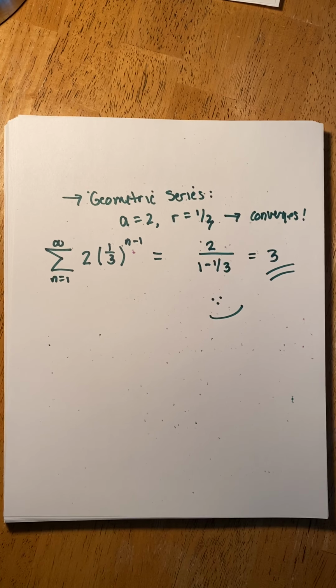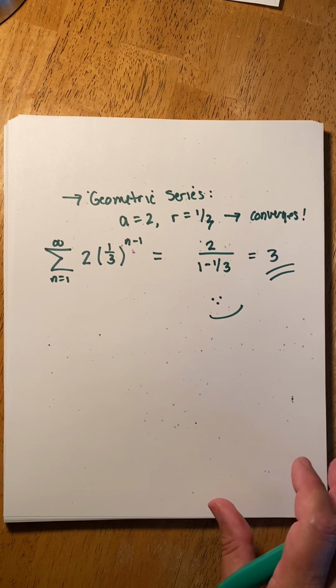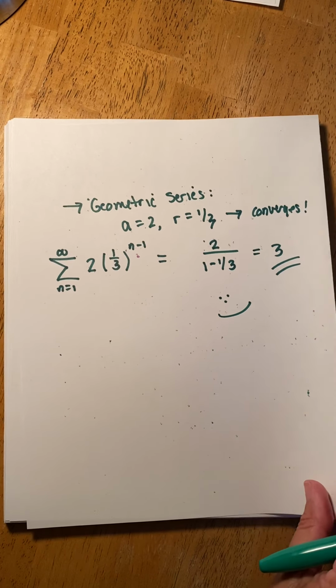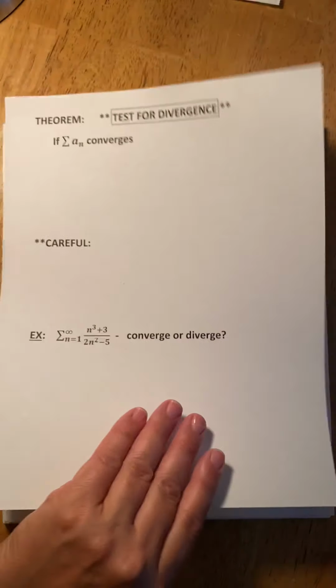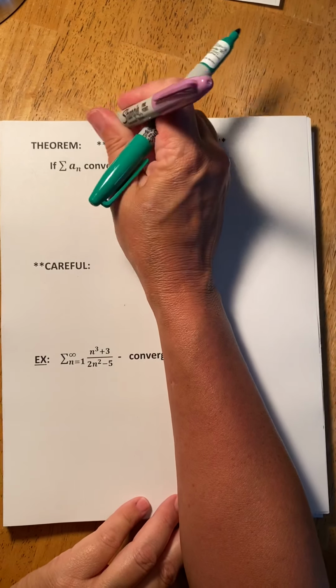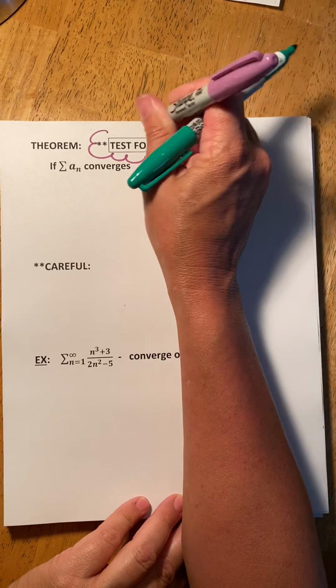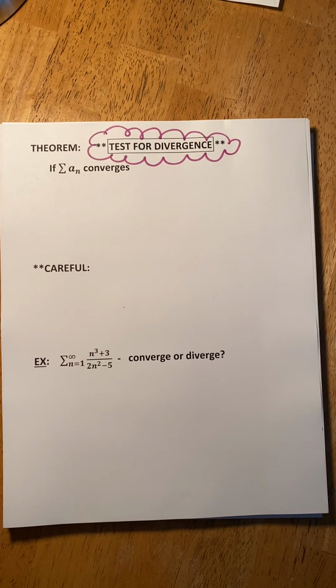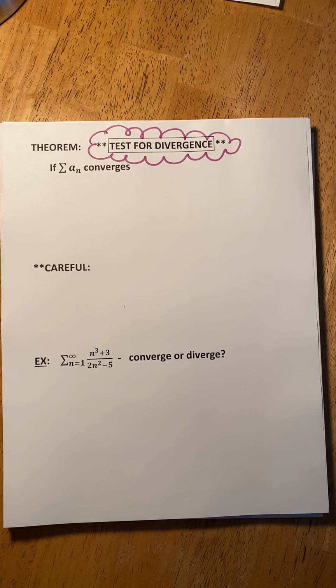All right, so that's geometric series. So far we know that 1 over n, the harmonic series, diverges, 1 over n squared converges, and we know how to tell if a geometric series converges or diverges. So our goal is to learn as much as we can about as many series as possible. So, theorem, this is a super important one, and it's probably the most simple test that you're going to do. It's the one that students forget the most.